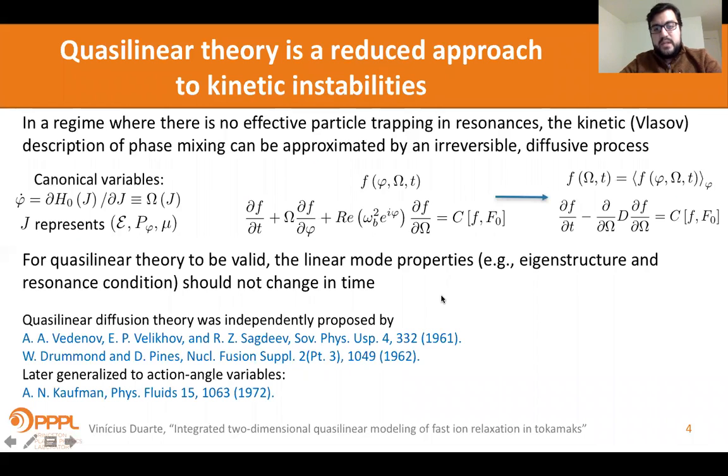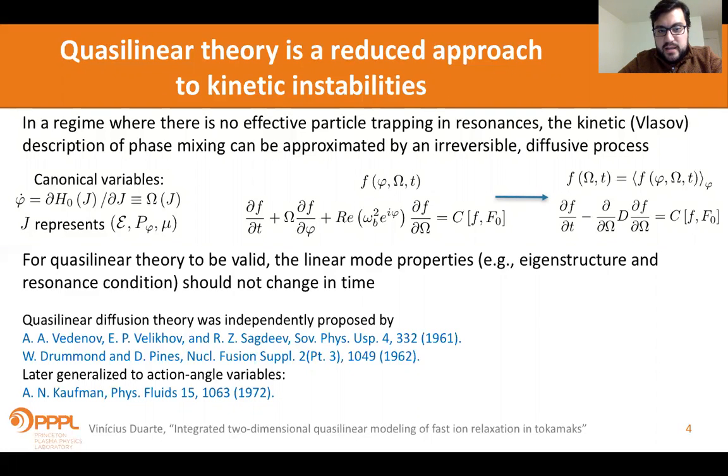Okay, so not everyone is familiar with what quasi-linear theory is, so I thought of showing an introductory slide on the basics of what quasi-linear represents. So in this presentation, I'll be using canonical variables, which are the constants of the unperturbed motion, the energy, P phi and mu, so kinetic energy, toroidal canonical momentum, and the magnetic moment as the coordinates for the resonant interaction between particles and waves.